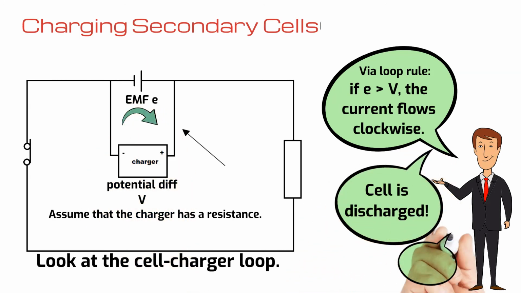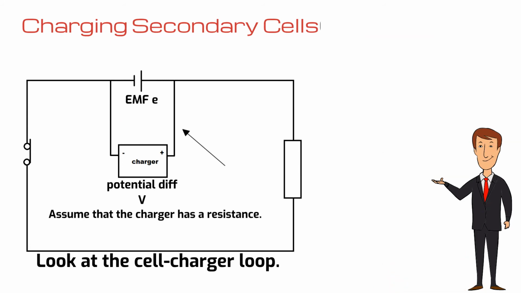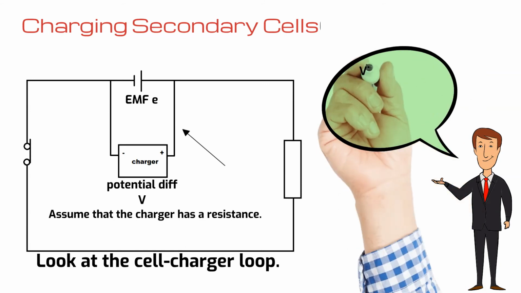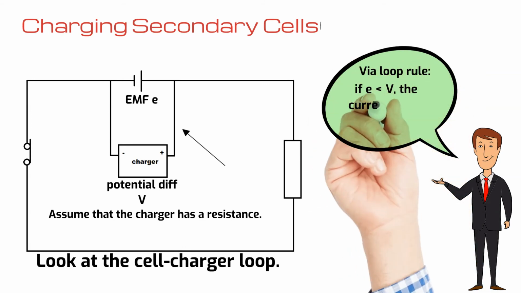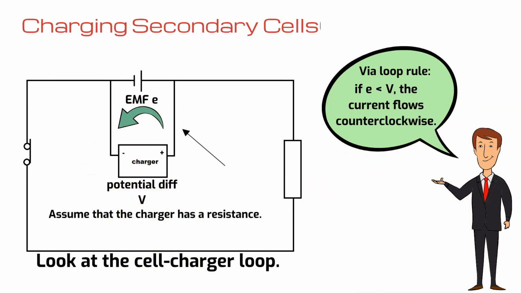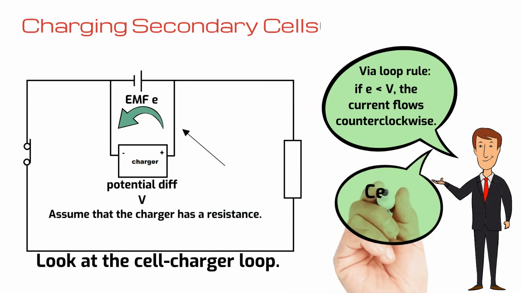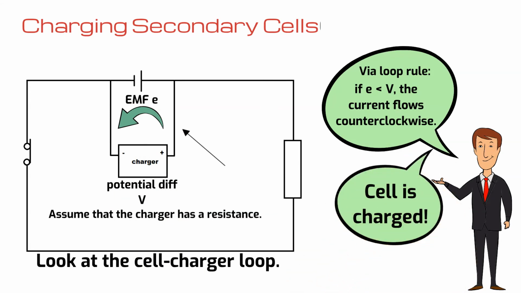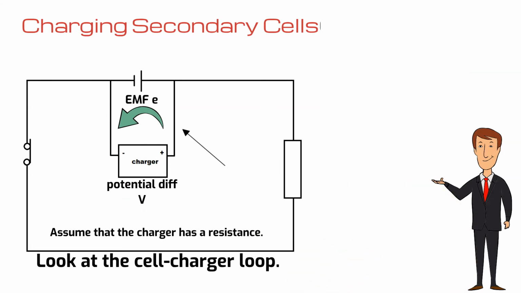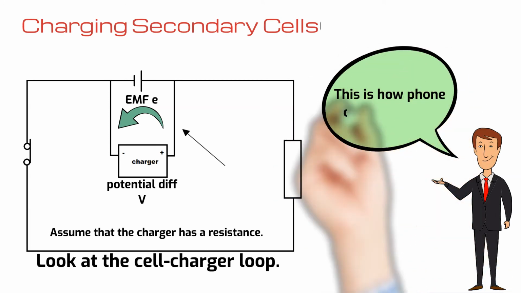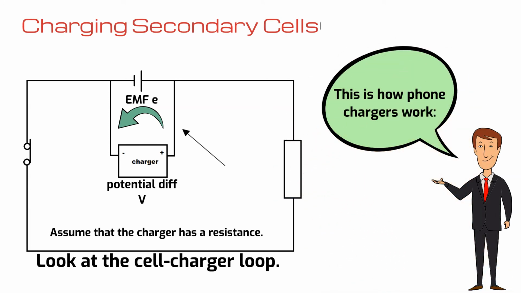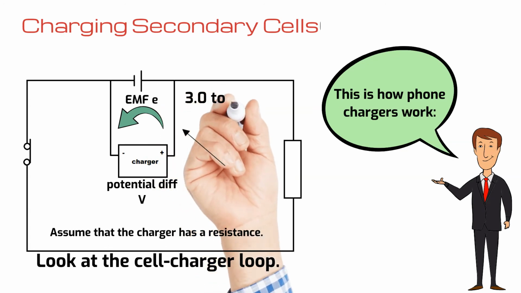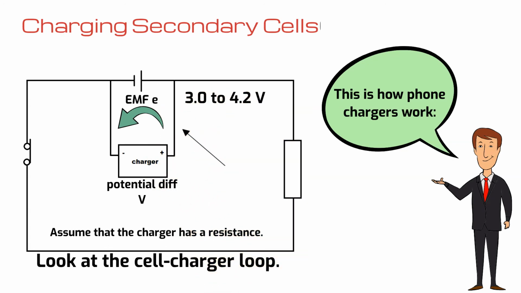The idea is going to be the same for a reverse charger. However, if the potential difference of the charger is larger than the EMF, then the current flows counterclockwise in this case. This charges the cell. This is how phone chargers work, by the way, because the EMF of the battery is normally between 3.0 and 4.2 volts, while the charger is set to be at a constant 4.2 volts.